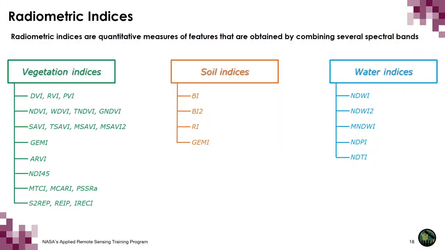Going a bit deeper into data processing and how multispectral data can be used to monitor vegetation and crops, one of the main methods used for monitoring vegetation but also soil and water is radiometric indices. The radiometric indices are quantitative measures of features that are obtained directly from remote sensing data by combining several spectral bands.